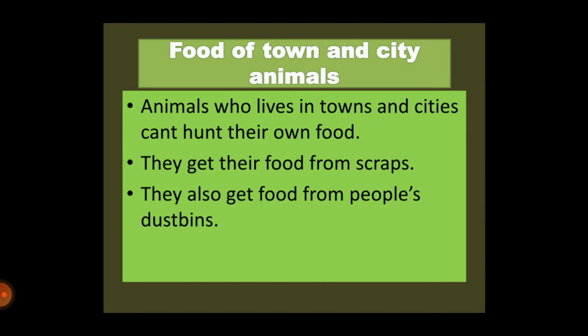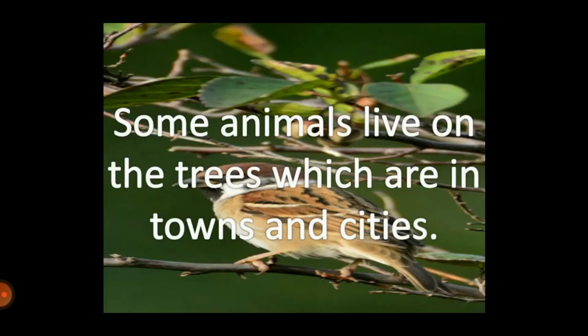So students, animals who live in the towns and cities can't hunt their own food. Hunting is really difficult over there, because of more roads and more traffic as compared to the villages. So there is always an issue. You can observe that all those animals who are living in a town and a city are not that healthy. They have some problems regarding food. They get their food from scraps, from people's dustbins, or the remains of the restaurants, all the remains of your kitchens. All those things are considered as their food. So they used to take that.